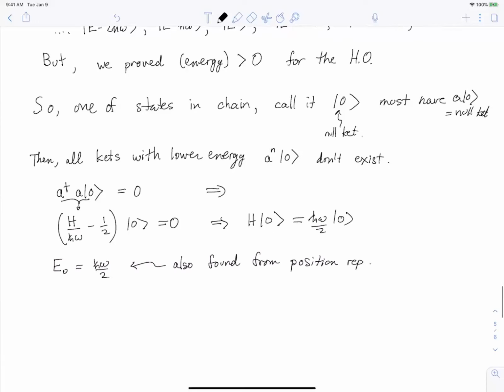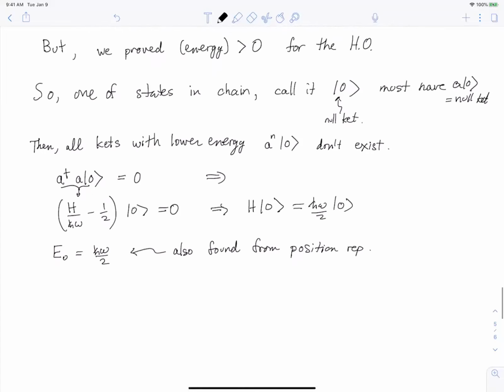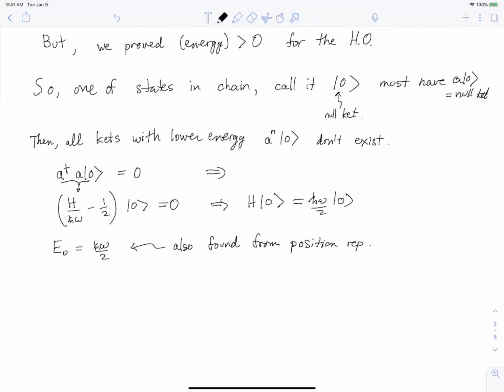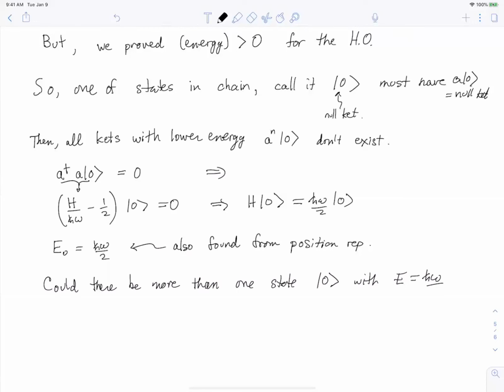So that's good. Now, one loose end is you could ask, well, could there be more than one such state 0? And the answer is no. So could there be more than one state of this type? Which if they do exist, we prove they all have the same energy, h bar omega over 2.